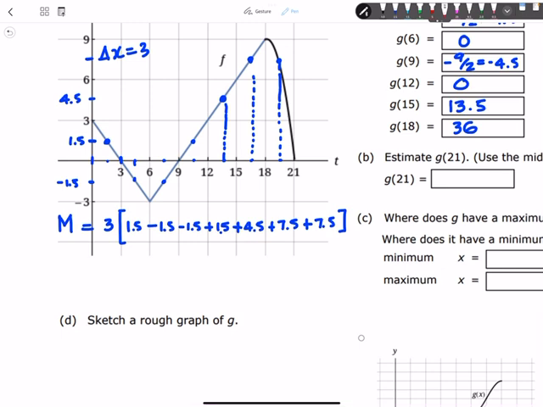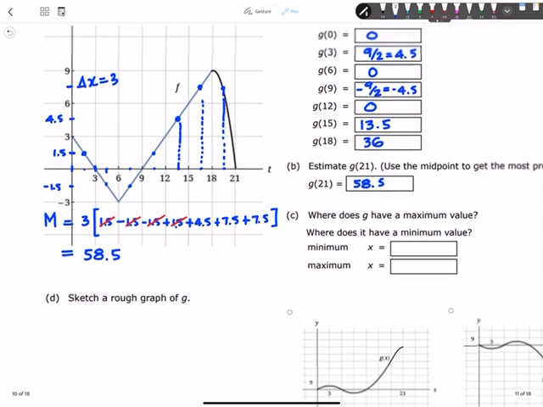If you want to make your calculation a little bit easier, you can see that those two cancel out. These two guys cancel out. And so we are left with 4.5 plus 7.5 plus 7.5, quantity times 3. That gives me a value of 58.5 when I calculate. So that would be 58.5.